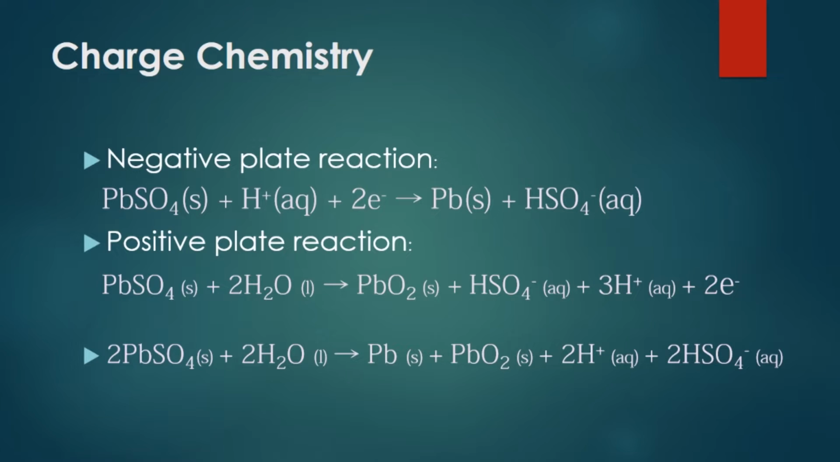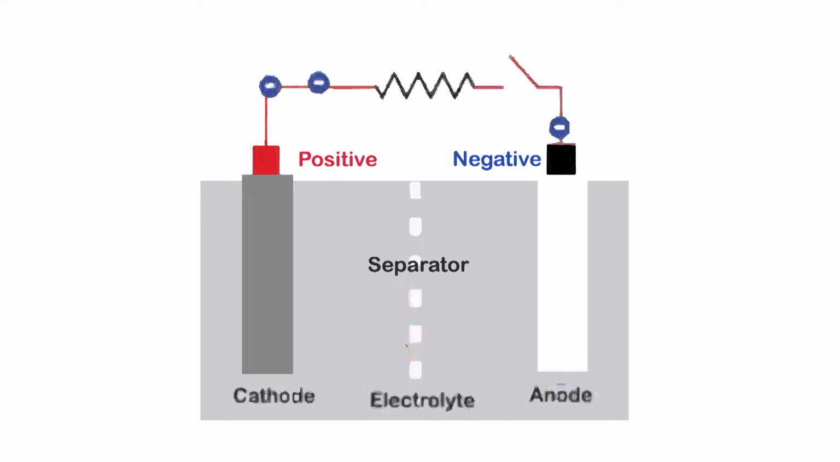In the end, don't get confused. The anode is the electrode at which the oxidation reaction occurs, and the cathode is the electrode at which the reduction reaction happens. That's a general rule.